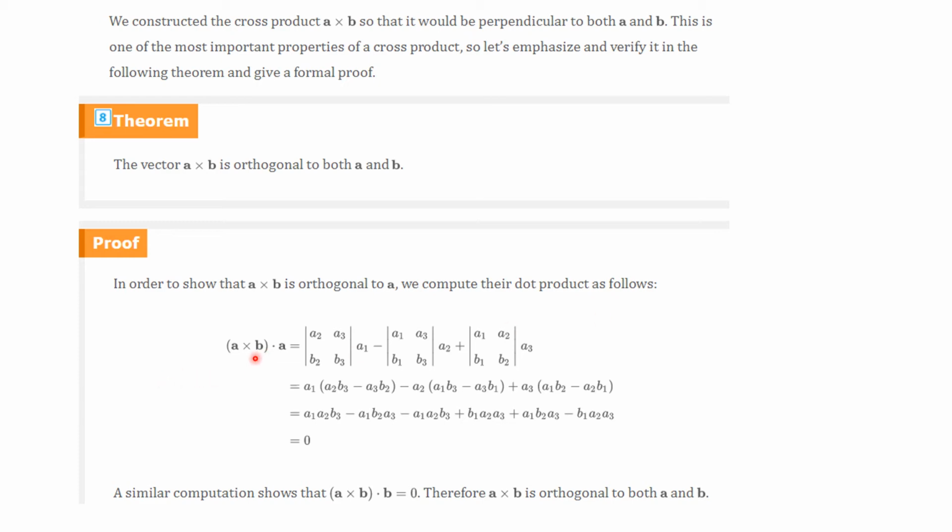So we take this vector dotted with A, and we do the calculation. Now this is a dot product, so this is going to be a scalar. You do the calculation, a lot of calculation, and you simplify and you get 0. This is the scalar 0. And a similar computation could show that if you dot A cross B with B, it's also equal to 0. So therefore, A cross B is orthogonal to both vector A and vector B.